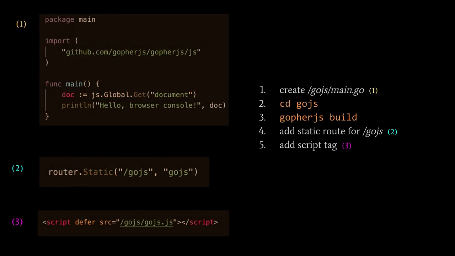Okay, now let's bring GopherJS into the picture. We're going to create a subdirectory GoJS for all of our client-side Go code, and in there we'll create a main.go. It doesn't have to be called main.go. You can call it whatever you want, but it has to be a package main file.